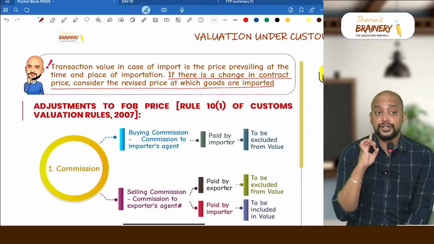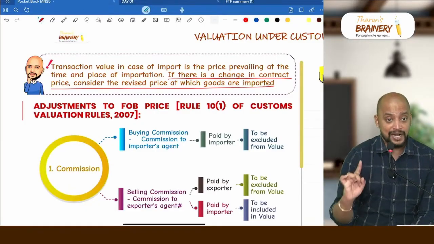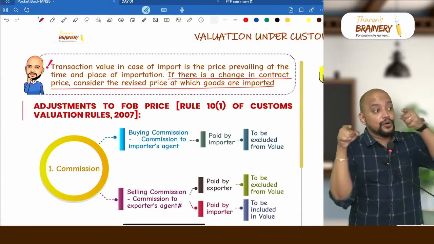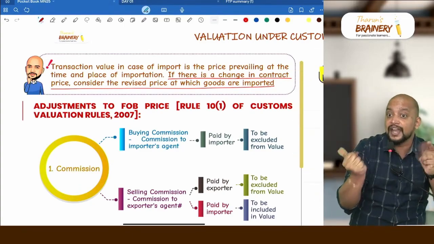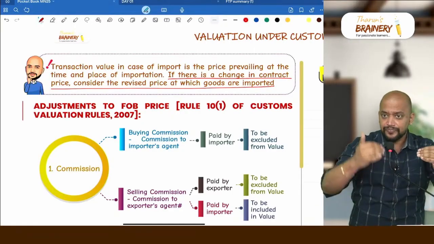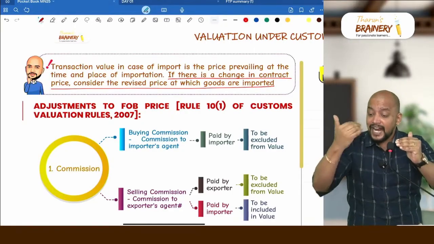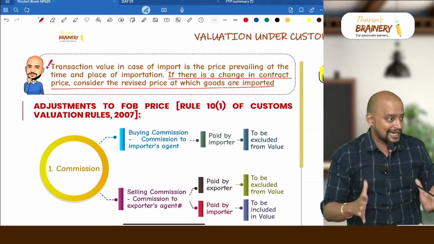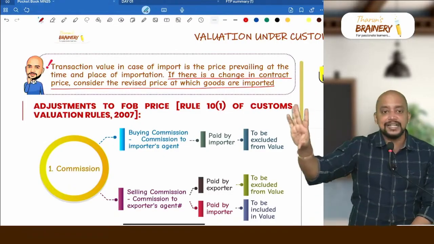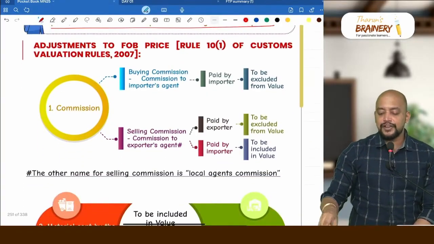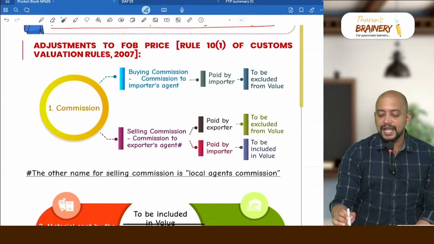Only if there is a change in the contract price, not a change in the market price. Suppose the market price increased, but we are paying only the contract price. What price are we paying? Contract price. Take that only. If the market price decreased, and we pay the decreased price, whichever price you pay, that only should be taken. Even if there is an increase in price, that is irrelevant for the purpose of computation here. Got it? Then adjustments to FOB, rule 10, that is these primary adjustments.